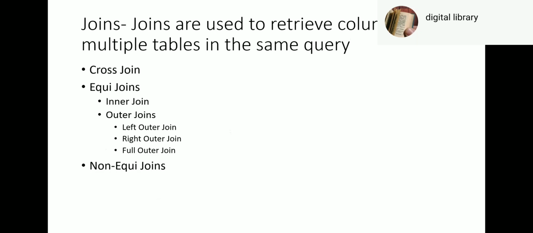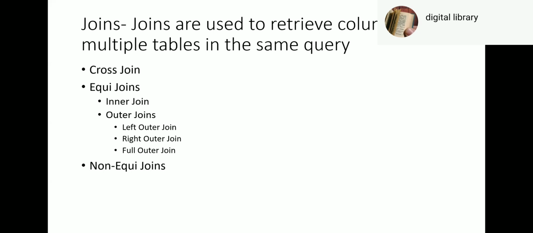So joins are used to retrieve columns from multiple tables in the same query. Okay. So when you want to fetch data from multiple tables in the same query, you have to use what? Joins. Is the definition of the joins clear? Joins are used to retrieve columns from multiple tables in the same query.